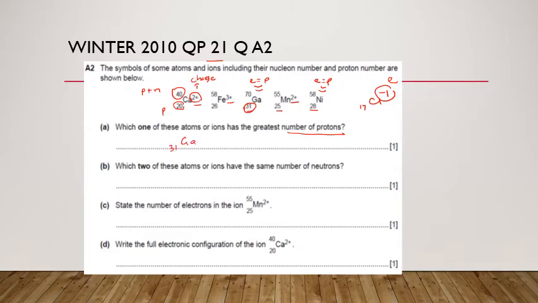Which two of these atoms or ions have the same number of neutrons? So we are basically looking for any two atoms that have the same number of neutrons. How can I work this out? I need to calculate the number of neutrons in each of them, so that I can find which two, if any, have the same number of neutrons.